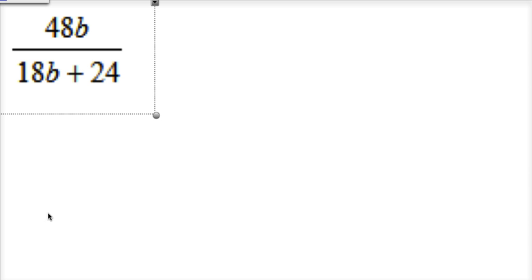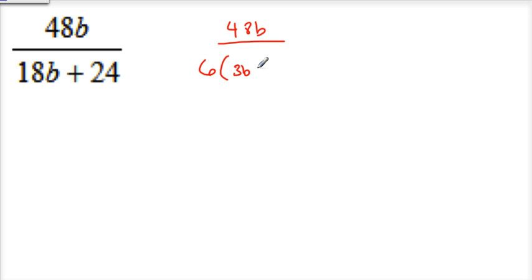48b over 18b plus 24. You have to notice that you have a binomial here in your denominator. I can't just cancel my b's right off the bat. Factor out. So I've got 48b over, what can I take out of 18b and 24? I could take a 6 out, and I'm left with 3b plus 4. Beautiful. Now that I took the 6 out, I can simplify my 48 and 6. What can I divide both 48 and 6 by? Beautiful. This turns into a 1, this turns into an 8. So we got 8b over 3b plus 4.